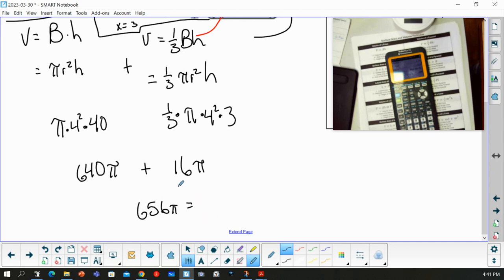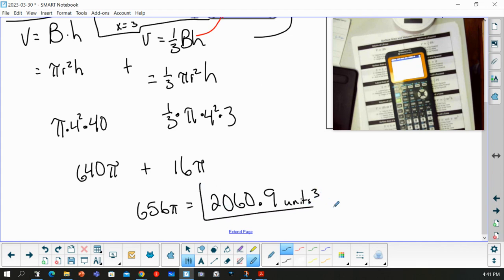Now I can plug that in my calculator. It's a lot easier to plug this in instead of doing a whole bunch of other things. So all I have to do is 656 times pi, and I get 2060.88, so it'd be 2060.9 when I round it off. The units weren't given in this, so I'd just say units cubed would be the volume of this combined shape: 2060.9 units cubed.